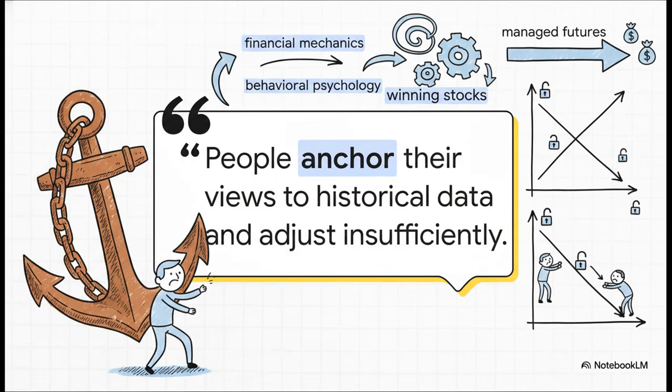There's a brilliant quote from Nobel Prize-winning behavioral economists Tversky and Kahneman that hits the nail on the head here. They said people anchor their views to historical data and adjust their views insufficiently to new information. That is the exact psychological friction that creates these trends. We hate selling our losing stocks because we don't want to admit defeat, and we sell our winning stocks way too early just to lock in that quick gain. It's our own highly predictable human flaws that create the exact momentum that managed futures ride to profitability.